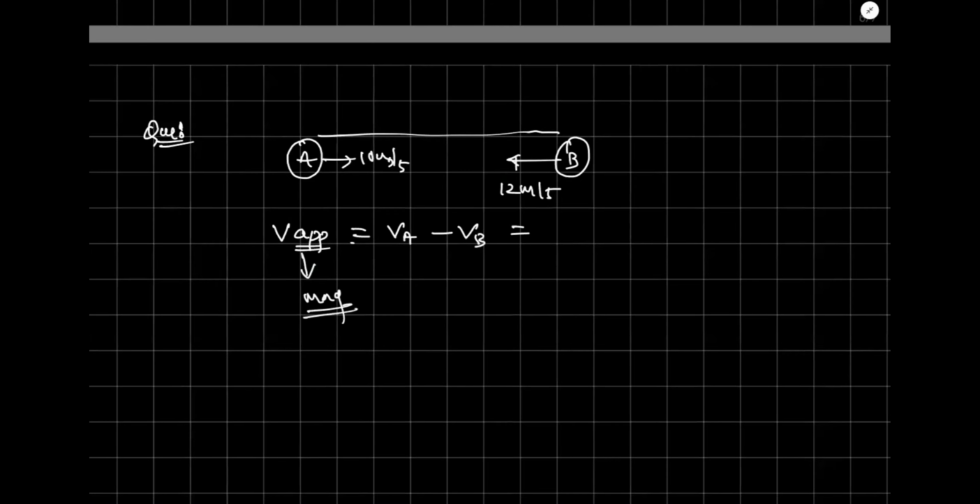Okay, अगर आपका नेगेटिव भी आ जाए ना, so you have to take the magnitude because we have already specified it is going to be velocity of approach. So 10 minus of minus 12, so it is plus 22 meter per second.